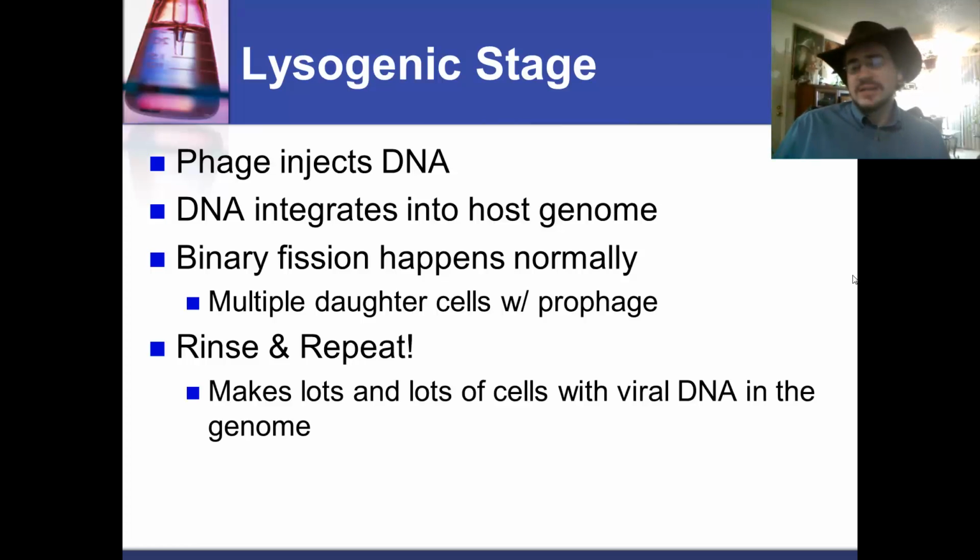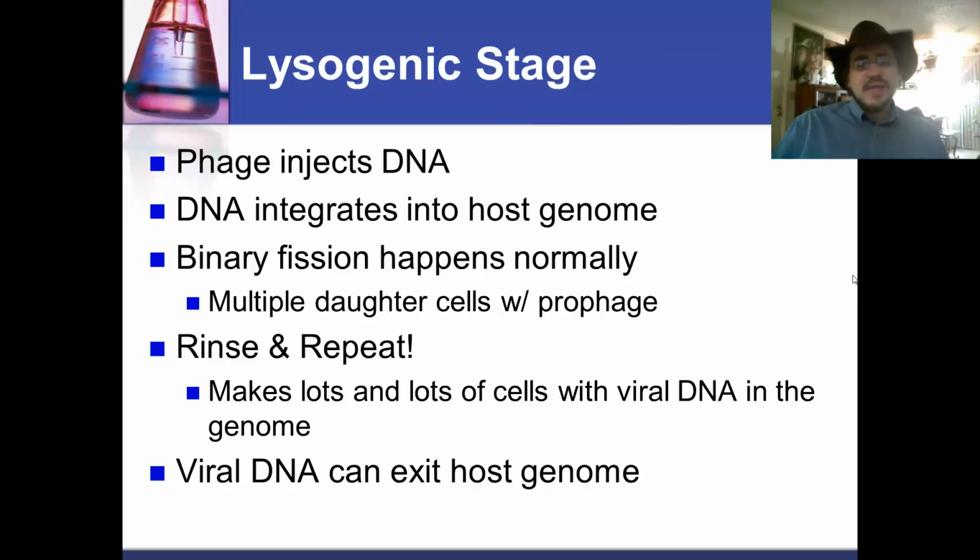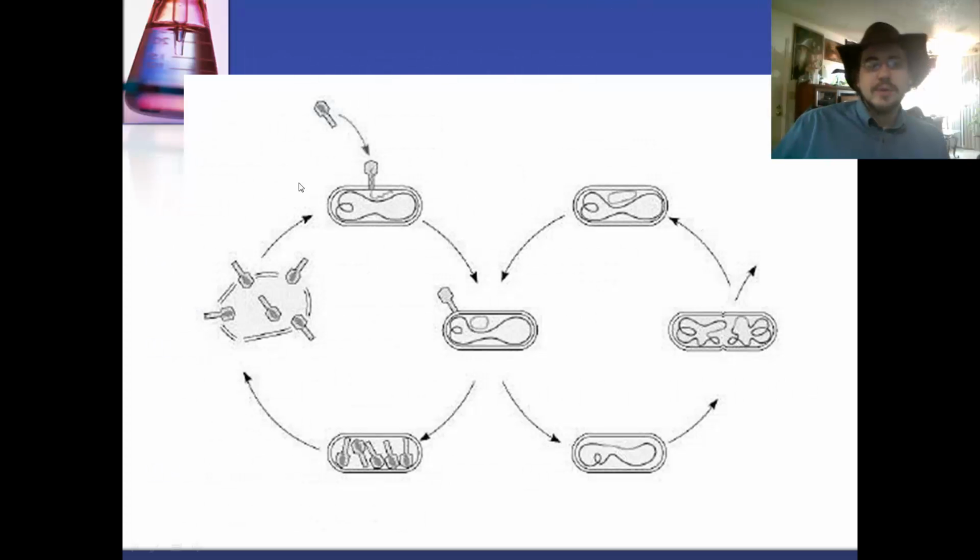So it makes lots and lots of cells with viral DNA, and then the viral DNA can exit and start a lytic stage. So here we go. On the left, we have a lytic stage. On the right, we have a lysogenic stage. So here comes our bacteriophage attaching, adding its genome. And then here we go. If we're the lytic stage, we destroy the host genome, and we start making viral copies. And then we release the viral copies, blowing apart our bacterial host and killing it, at which point these little copies go and attack other cells.